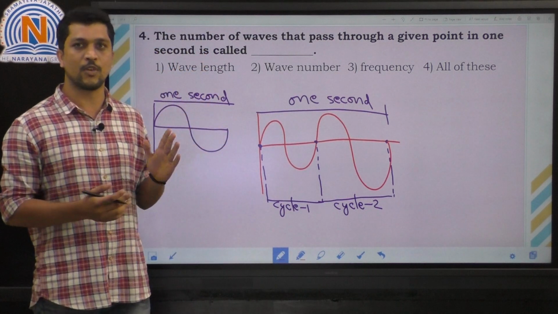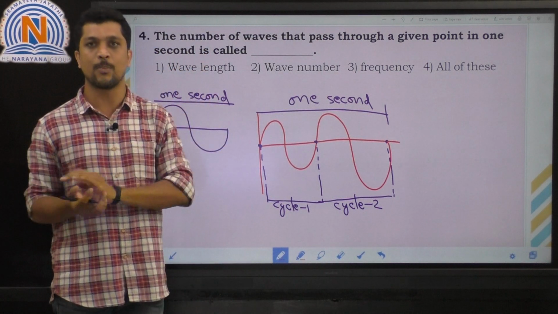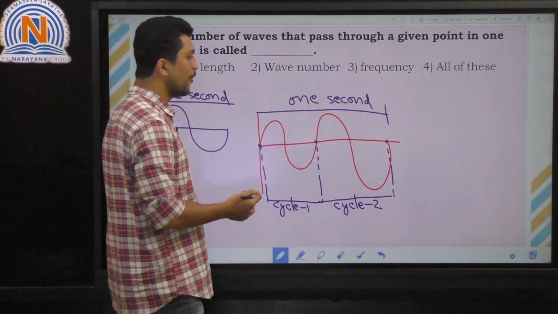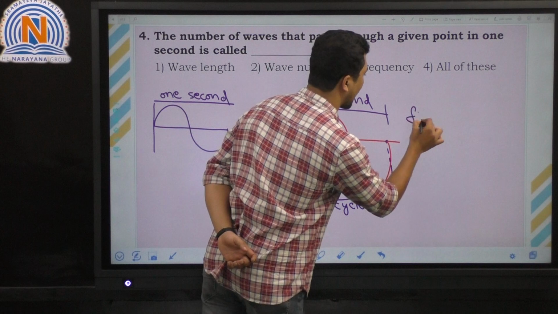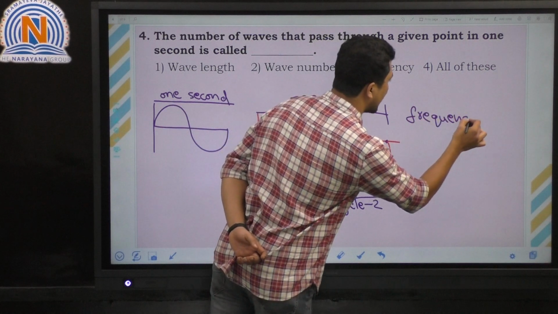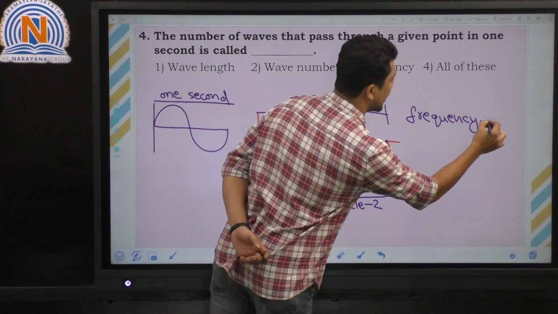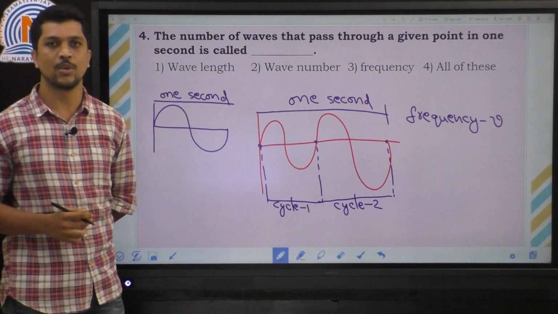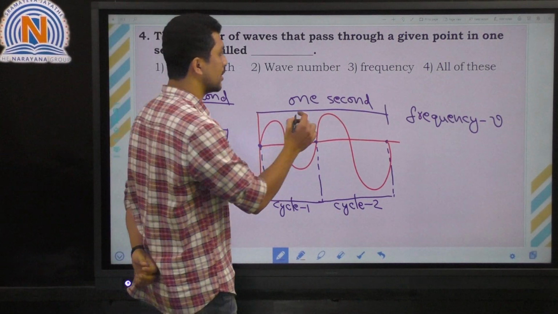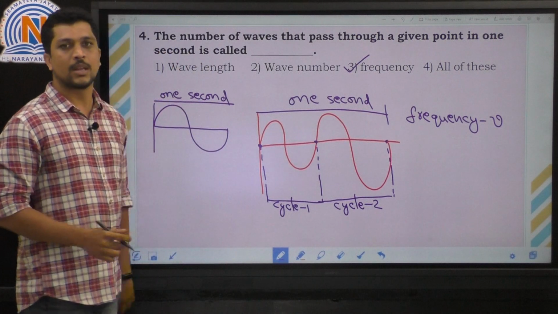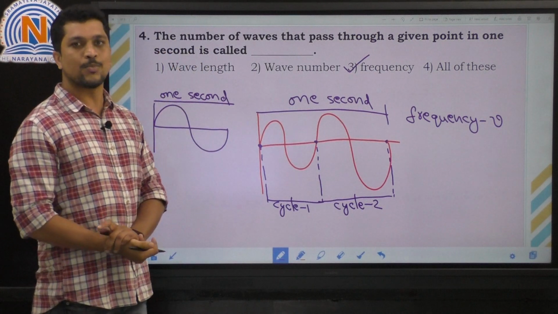So the number of waves passing through a given point in 1 second is called frequency. That is called frequency. This frequency is represented by nu. So the correct option is the third option. Clear? Let's move on to the next question.